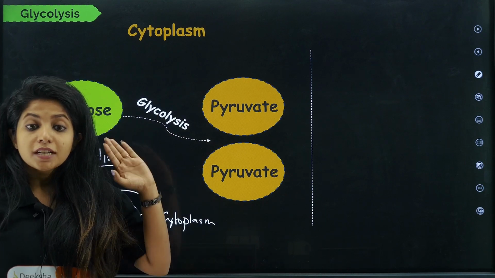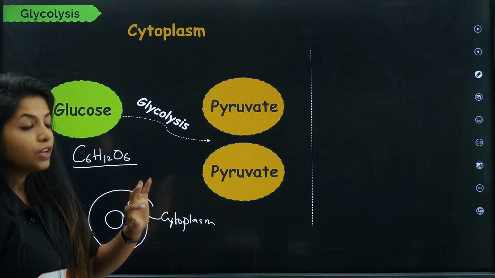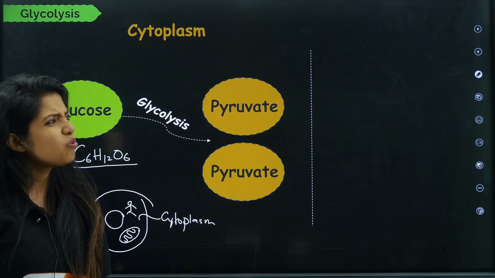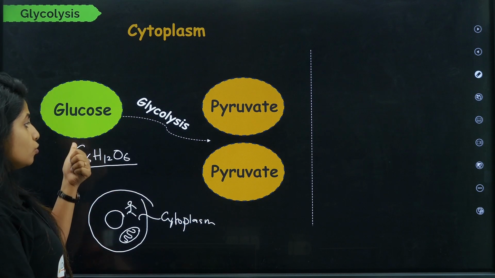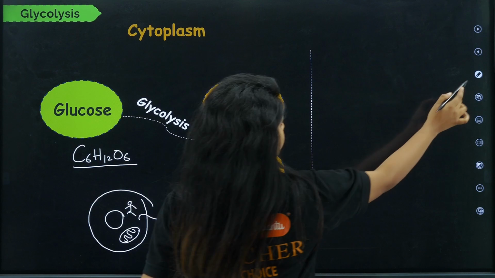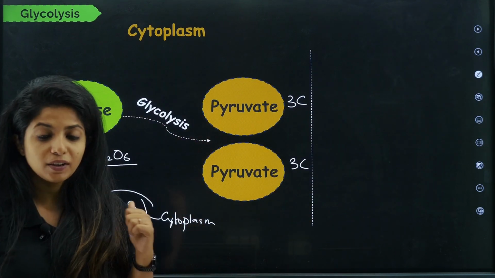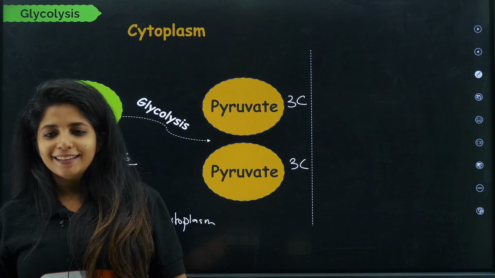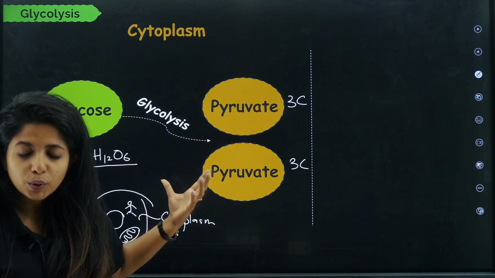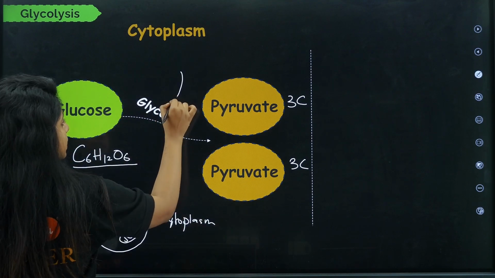Now, in the cytoplasm, with the help of certain enzymes, the glucose is broken down to 2 molecules of pyruvate. Why, ma'am, 2 molecules of pyruvate? Because glucose is 6 carbon, the pyruvate is a 3 carbon molecule. So 6, if I want to break into 2, I'll get 3 and 3. So this is a 3 carbon molecule, this is also a 3 carbon molecule. What is this, children? Pyruvate. And what do you call this process? You call this process glycolysis.